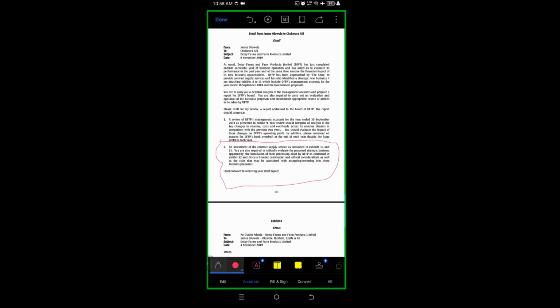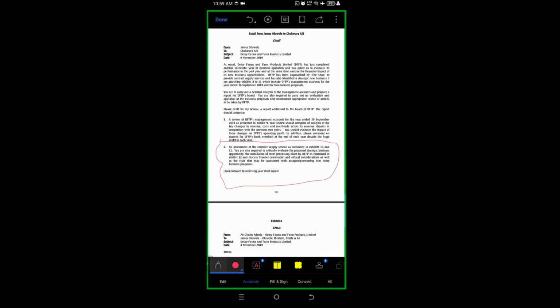And it says an assessment of contract supply service as contained in Exhibit 10 and 11. So Exhibit 10 and 11 were given for the contract supply service there. This is about the contract supply and all that, right? And Exhibit 11, and that is it. That is one thing we should do.